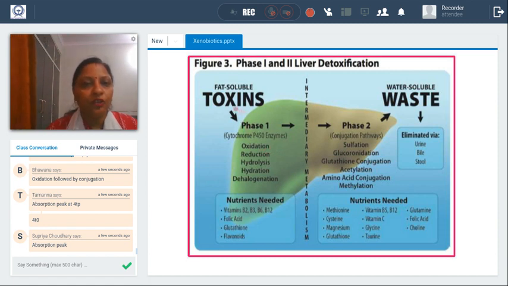These are lipophilic, fat soluble. These are water soluble, hydrophilic. Phase 2 acts on these compounds. By phase 1 they enter into phase 2. Processes are sulfation, glucuronidation, glutathione conjugation, acetylation, and many more. By this, the more water soluble form is eliminated via urine, bile, and stool.